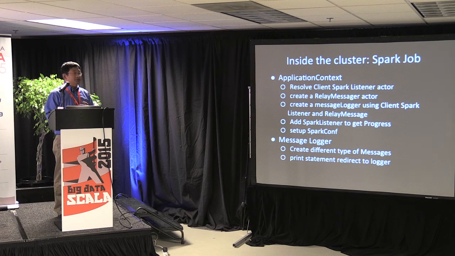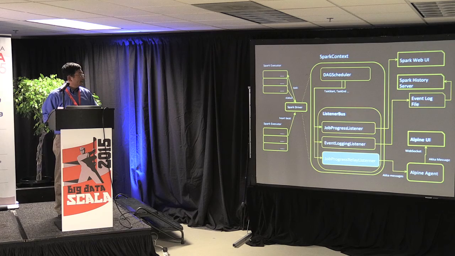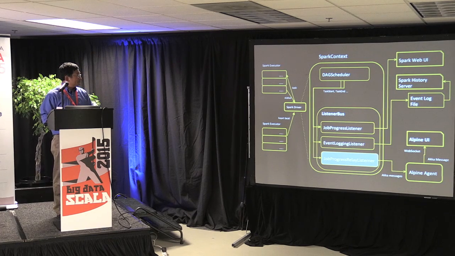On top of that, we also create a Spark listener, and we will see in a second how it gets the progress. The logger is essentially sending different types of messages, and then our print statement also redirects to the logger. So this way, on the client side, you can see different logs, even when you write a log in a print statement or in the Spark job. So this is what it looks like.